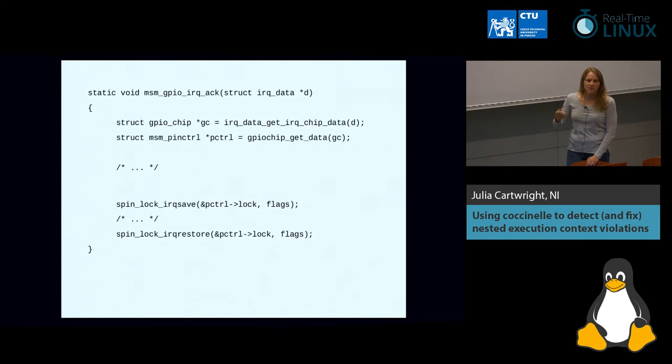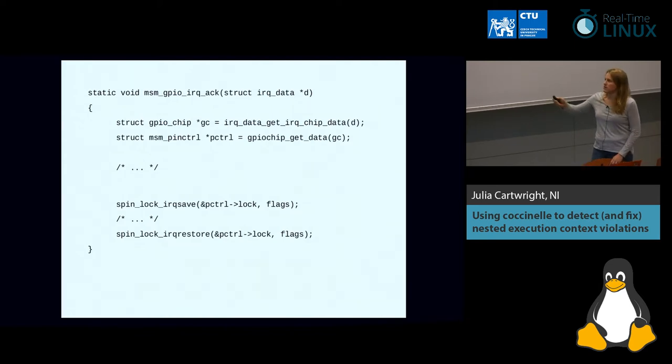So if you look at the code for msm_gpio_irq_ack, you can see that it looks like this. Here's the function definition up here, and then you see that it's doing some pointer manipulation to get to this pctrl object, and then it's acquiring the lock and releasing the lock using the spin_lock_irqsave and irqrestore flavors. This case is a little bit different than the prior one. This is a violation because I happen to know that msm_gpio_irq_ack is invoked in hard interrupt context, but if I just looked at this function, that context is not made explicit by the use of a local_irq_disable or local_irq_enable. So that presents some interesting challenges for Coccinelle, which I'll talk about.